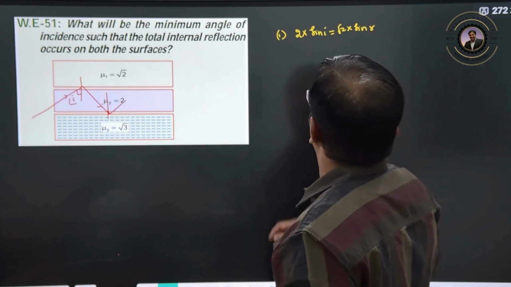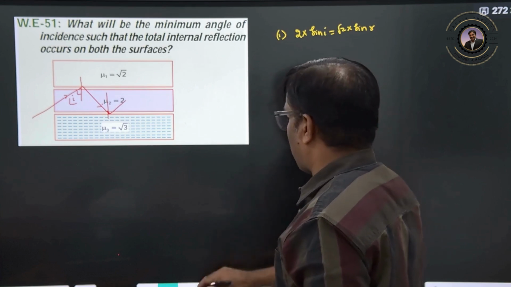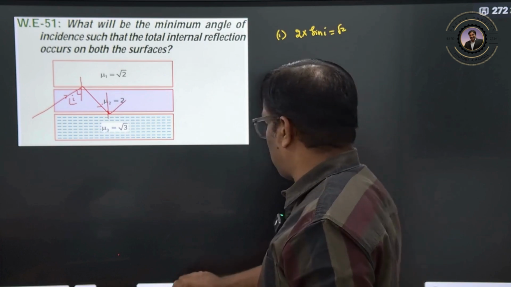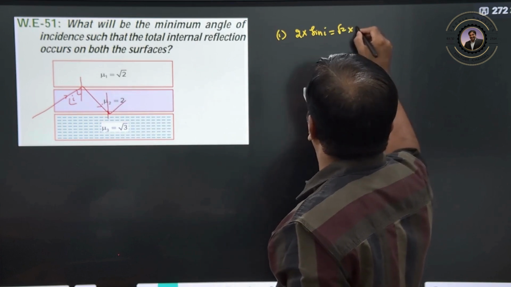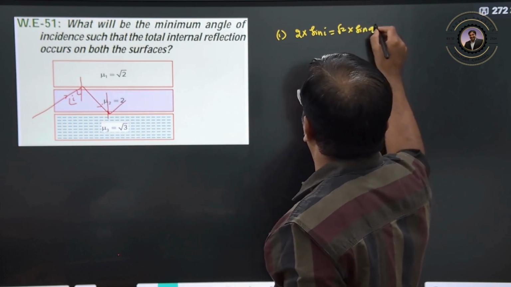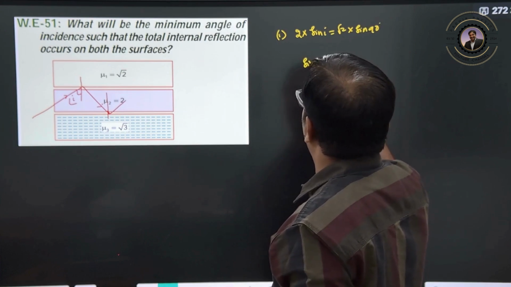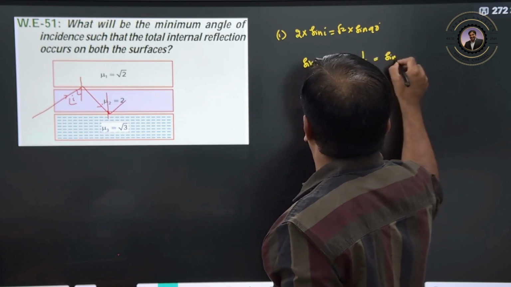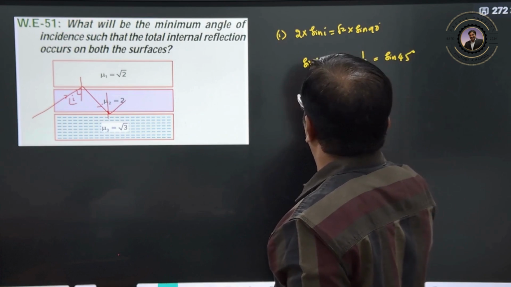Right? So here, sin r, minimum we can write it as sin r. So here root 2, then it will go for total internal reflection. Therefore, it is sin 90. We can go for the critical angle. Sin i will be equal to root 2 by 2, therefore 1 by root 2, sin 45. Therefore, the angle of incidence will be equal to 45 degrees.